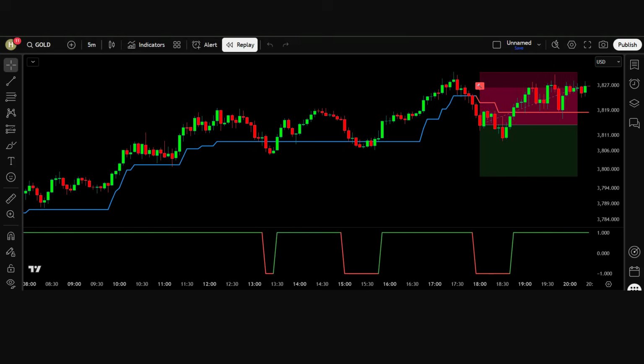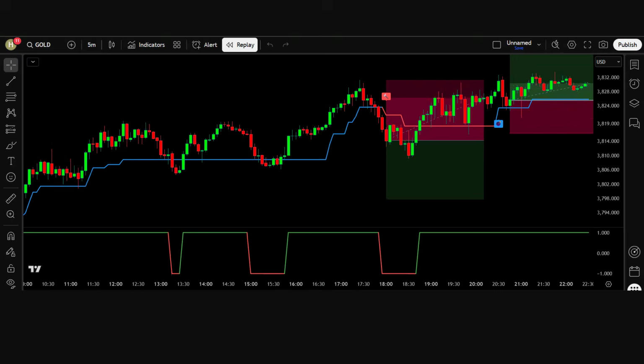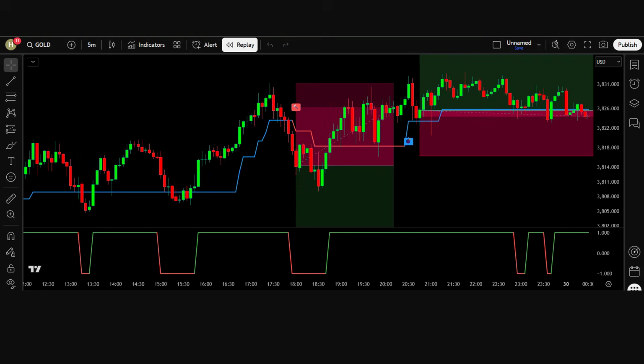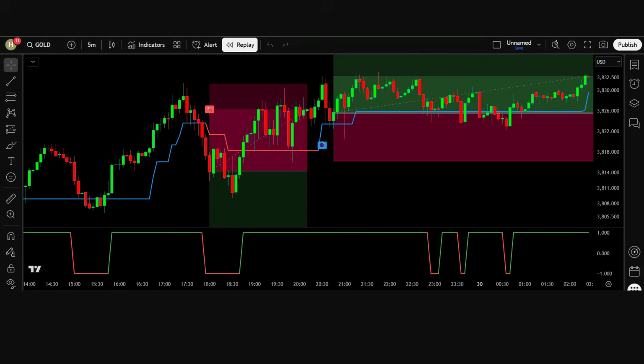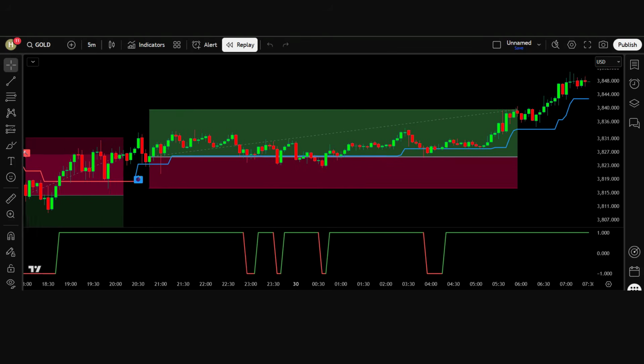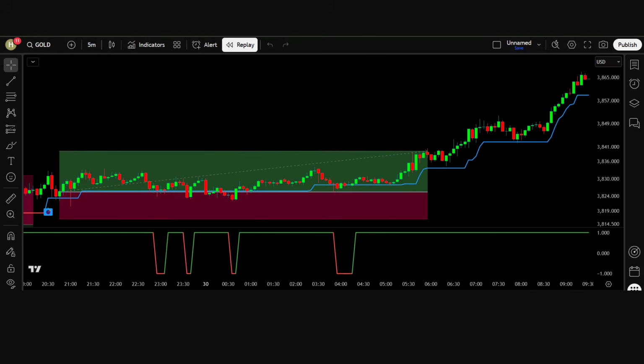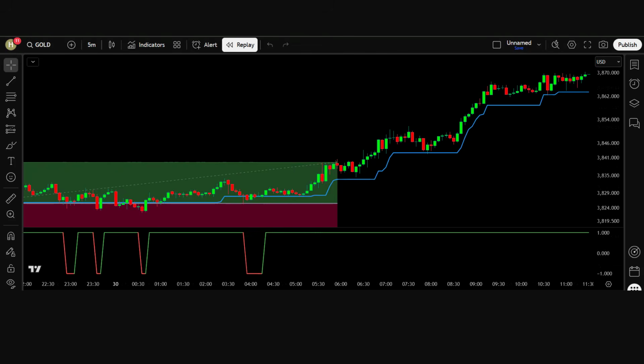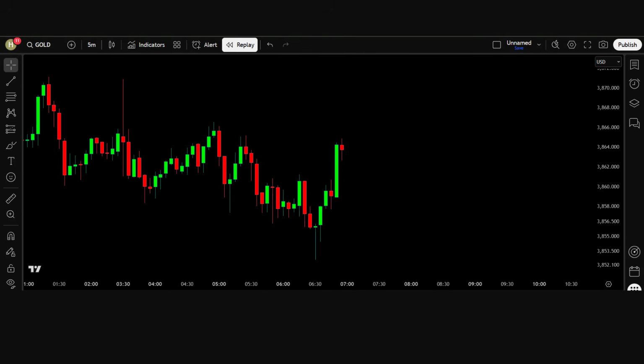We'll also cover how to combine this tool with support and resistance or volume indicators to increase accuracy and reduce false signals. So stay tuned till the end. I'll show you the best settings and a few real chart examples so you can master this indicator in minutes. Let's get started with the Follow Line indicator on TradingView.